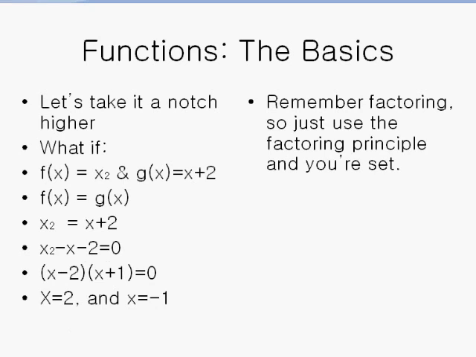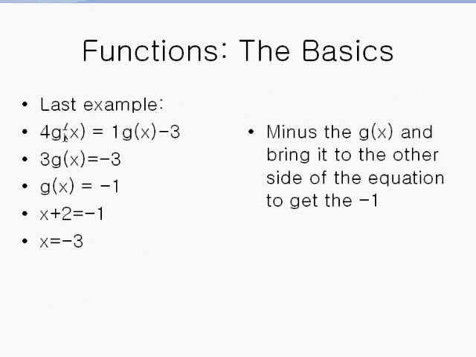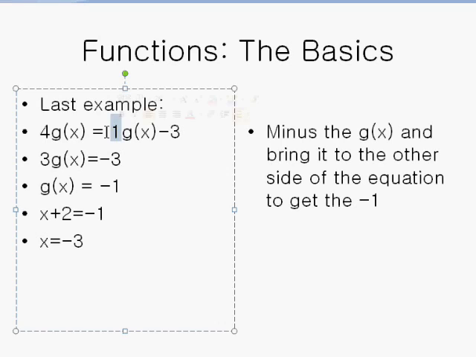Now the last example: 4g of x equals g of x minus 3. Normally in a math book or math test, the 1 is not going to be there, but just for visualization purposes, to make life easier for us, let's put a 1 there. Let's get in that habit. So we subtract this from each side to get minus 3 by itself, so we get 3g of x equals negative 3. Then we divide by 3, so we get g of x equals negative 1.